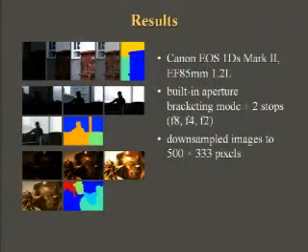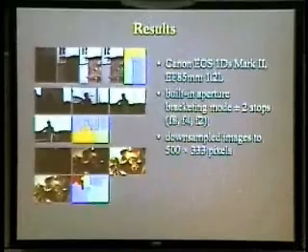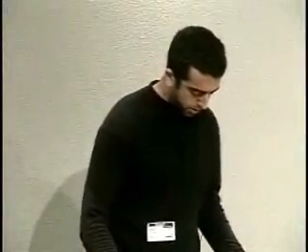Now, I'll show some results. For all these results with real sequences, we captured images with a digital camera fixed on a tripod. The middle aperture was set to f4, plus or minus 2 stops, and this is equivalent to exposure levels of 1, 4, and 16 in relative terms. I'll show the results on downsampled versions of the images.